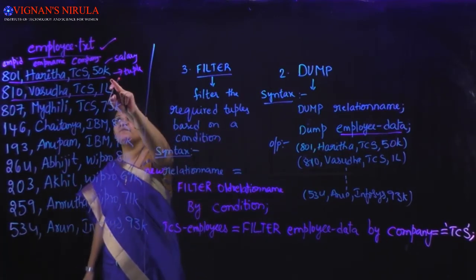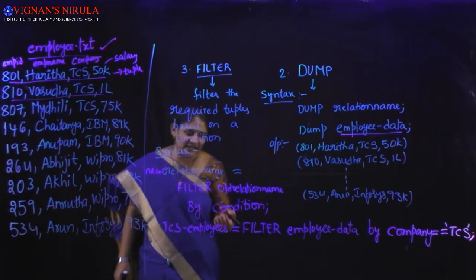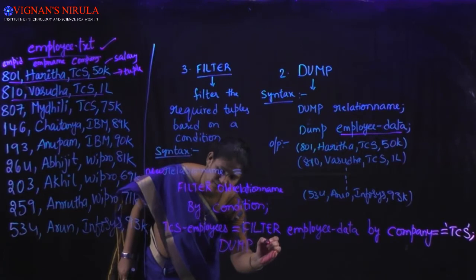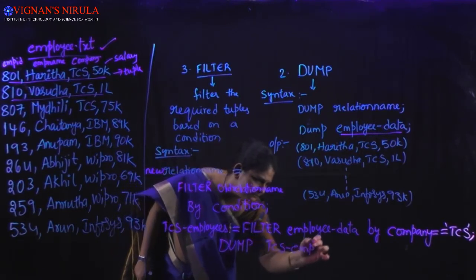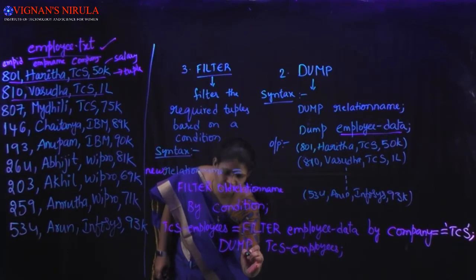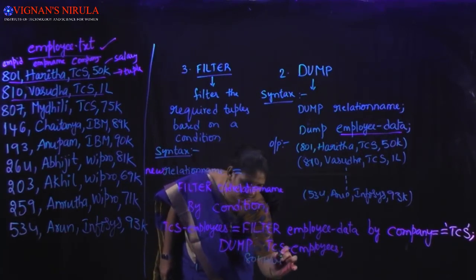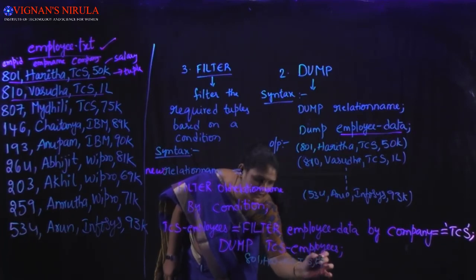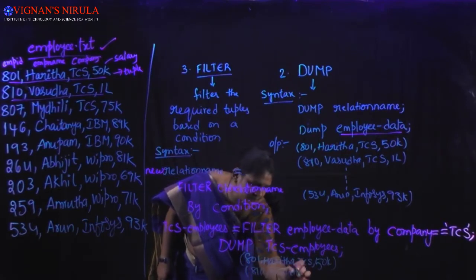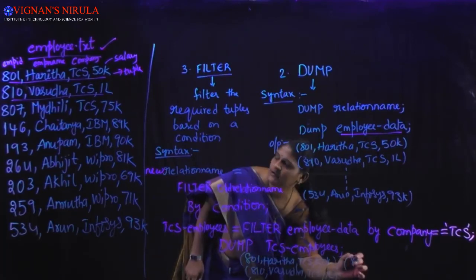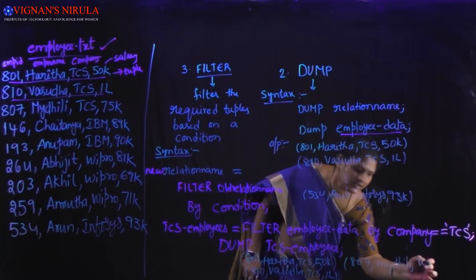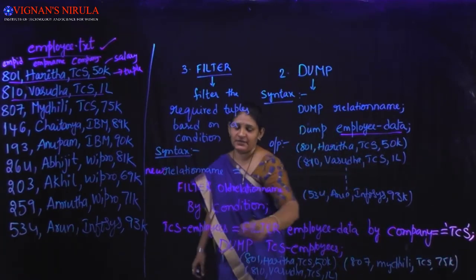What are those 3 tuples, students? The first one, the second one, and the third one. If I want to check whether this relation contains those data or not, the operator I need to use is dump. Dump TCS employees. The output it gives is 801, Harita, TCS, 50K. That is the first tuple. The second tuple is 810, Vasudha, TCS, 1 lakh. Then 807, Maithili, TCS, 75K. This is the output generated from the dump operator.